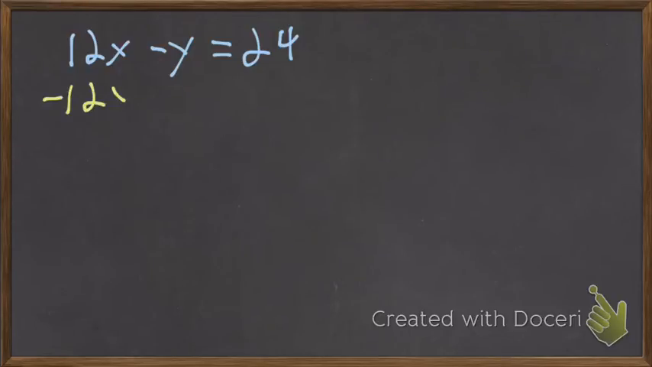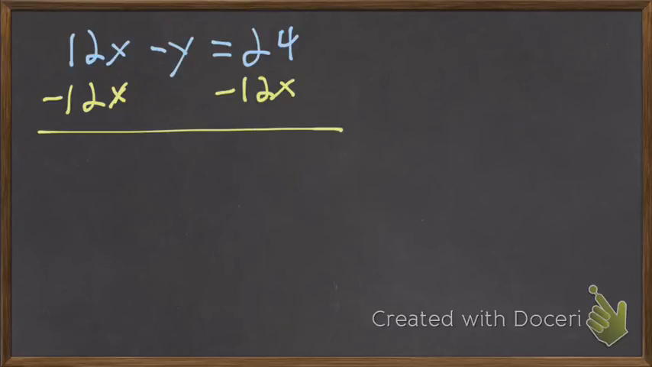Alright. So, let's say I have, let's go with 12x minus y equals 24. 12x is our first priority. We've got to subtract 12x from both sides. What is that going to leave me with on the left side?